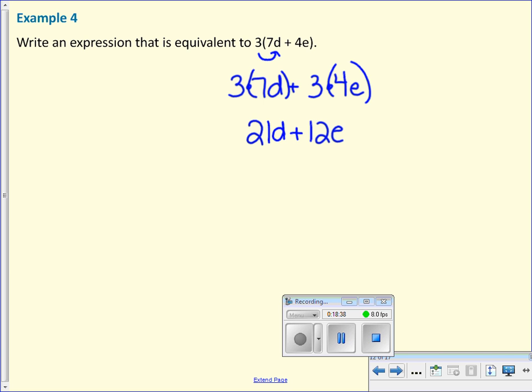Yeah? You have to add it. No, we can't. Oh, good question. Anybody want to explain or take a guess why we can't add those? How come the answer is not 33DE? Because this means 33 times D times E. Am I multiplying my D and my E? No, I'm adding them. So I cannot add those terms.